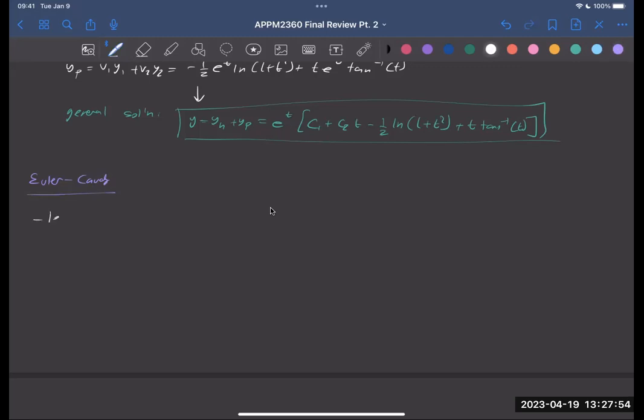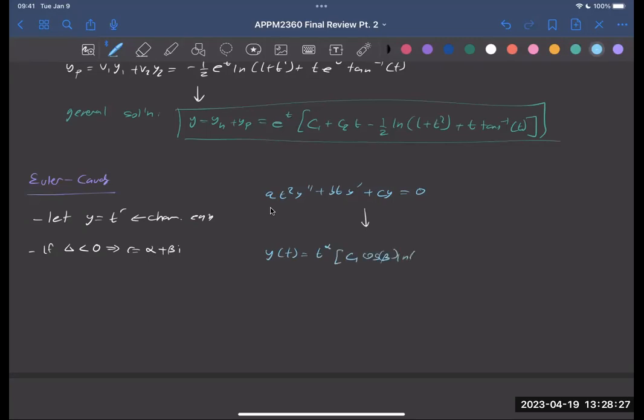So for Euler-Cauchy solutions, we'll let y is equal to t to the r, and that'll be our characteristic equation. And then if my discriminant, delta, is less than 0, then r is equal to alpha plus beta i. And so this is to solve equations of the form a t squared y double prime plus b t y prime plus c y is equal to 0. Using Euler-Cauchy, if you follow this methodology out, you'll get a solution that y of t is equal to t to the alpha times c1 cosine of beta natural log of t plus c2 sine of beta natural log of t.